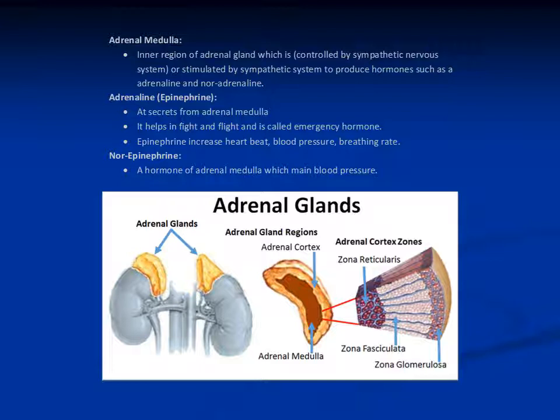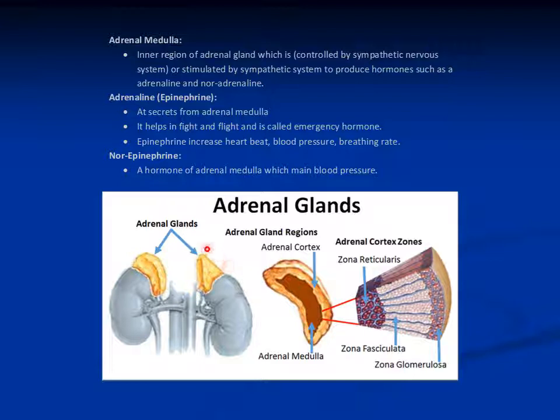Now let's move to adrenaline. It is secreted from the adrenal medulla. It helps in fight or flight and is called the emergency hormone. Epinephrine increases heartbeat, blood pressure, breathing rate, etc. Norepinephrine, a hormone of the adrenal medulla, maintains the blood pressure level in the body.